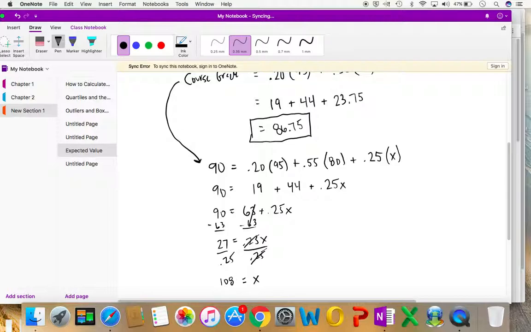Uh-oh. Initially we're thinking, uh-oh, something's wrong here. But that's right. This is what I have to score, a 108 on the final to get an A. So that tells me one of two things. One, I'm going to have to really study for that final. And number two, I might want to talk to my professor to see if I can make up some of those assignments. That's expected value.